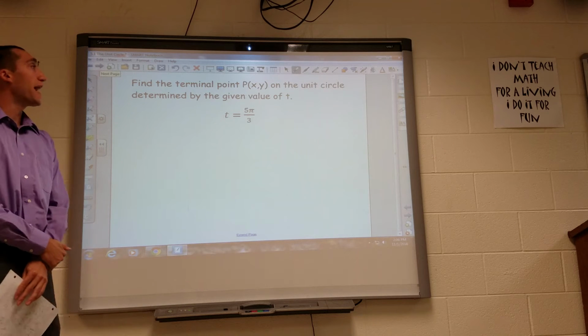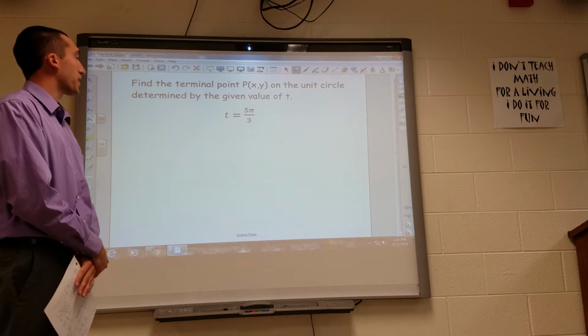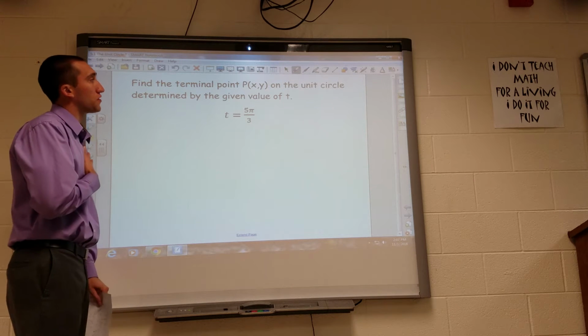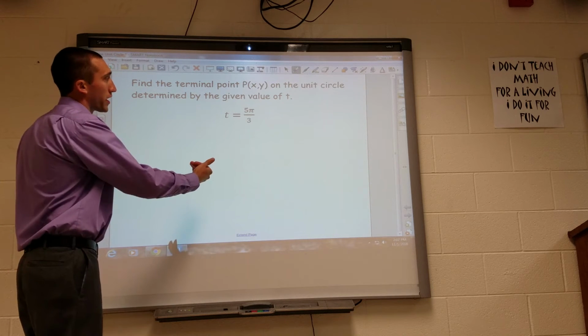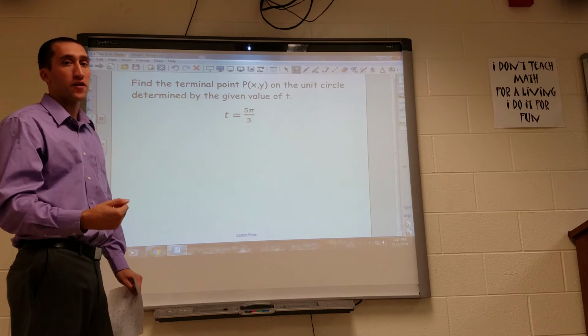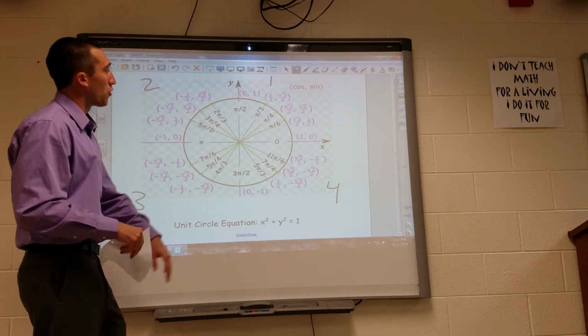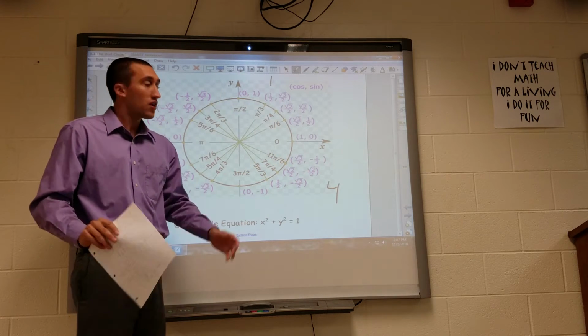Next, they want us to find the point on the unit circle determined by the given value of t. So the first thing I like to do is see what quadrant I'm in. Right? So what quadrant am I in? And then that should tell me my reference number. And just like I showed you before, if you know your reference number, it's going to be one of these three values. So it's real easy.